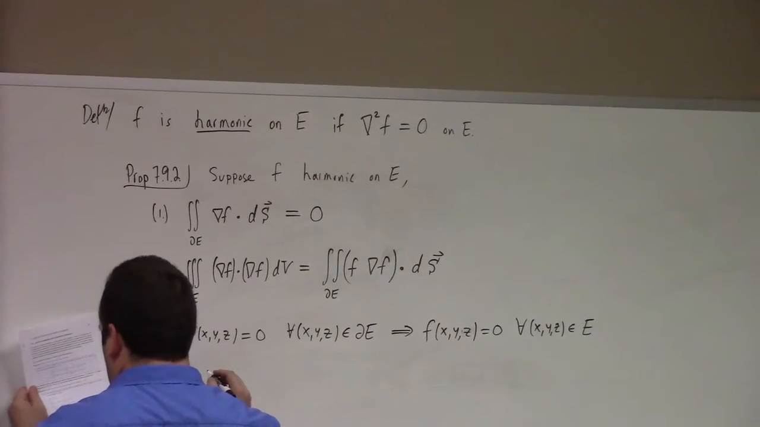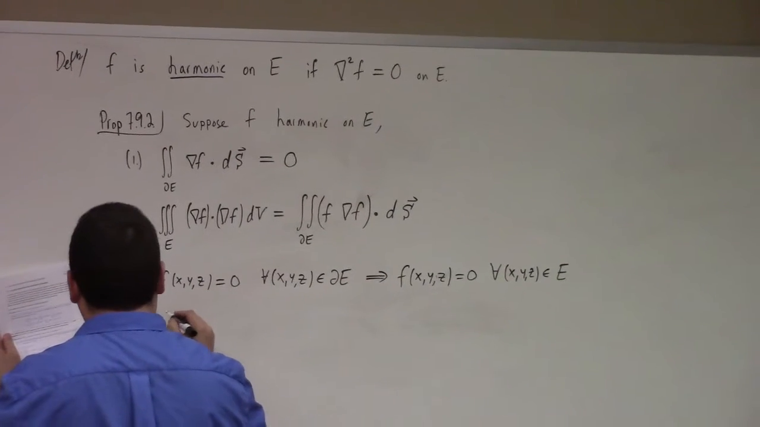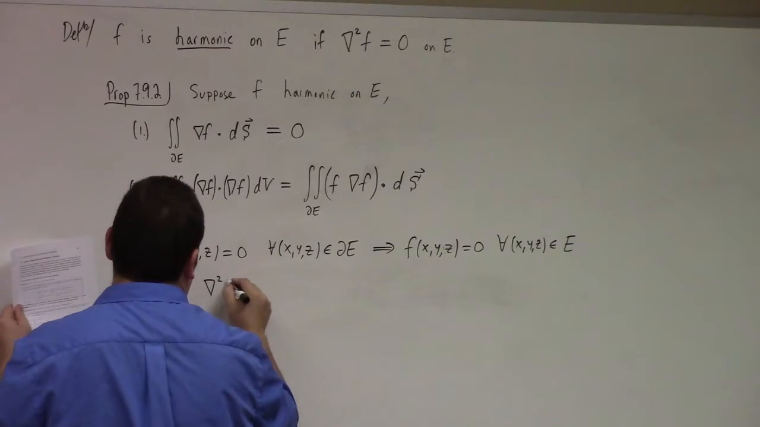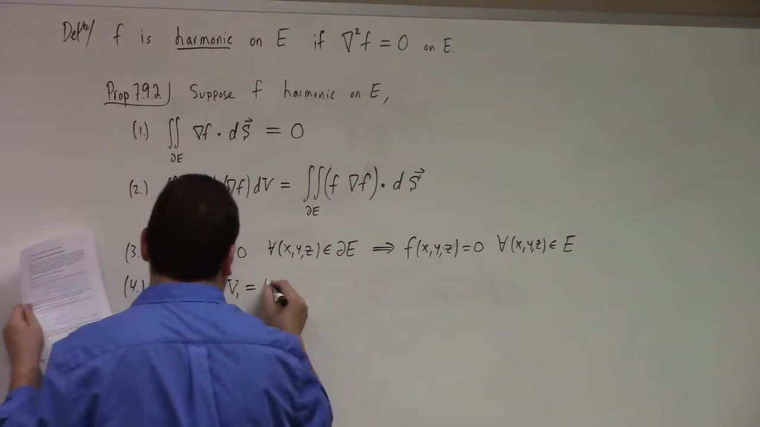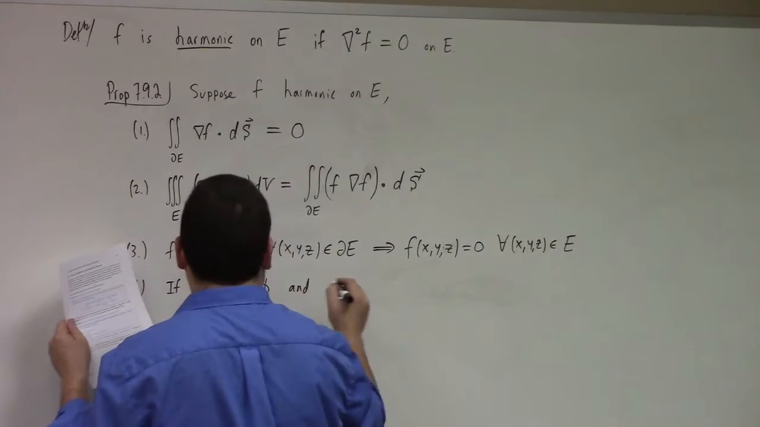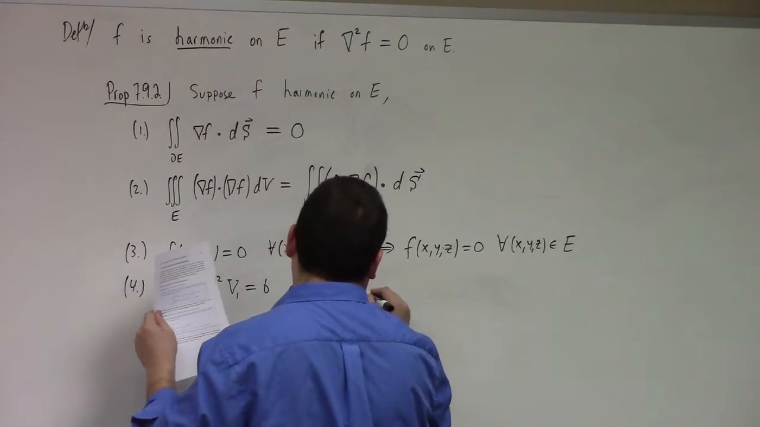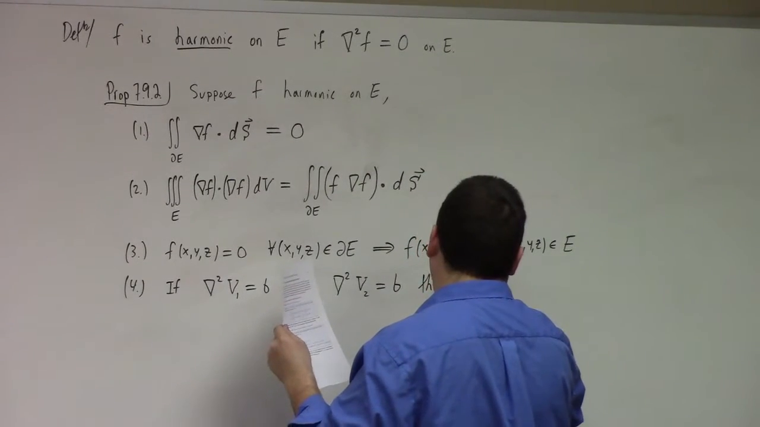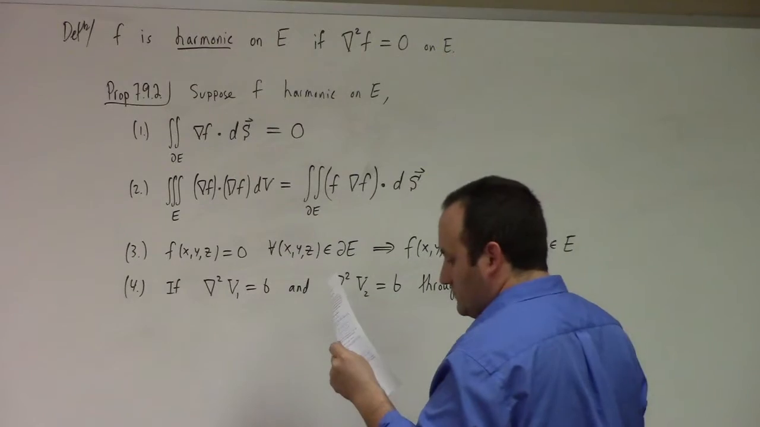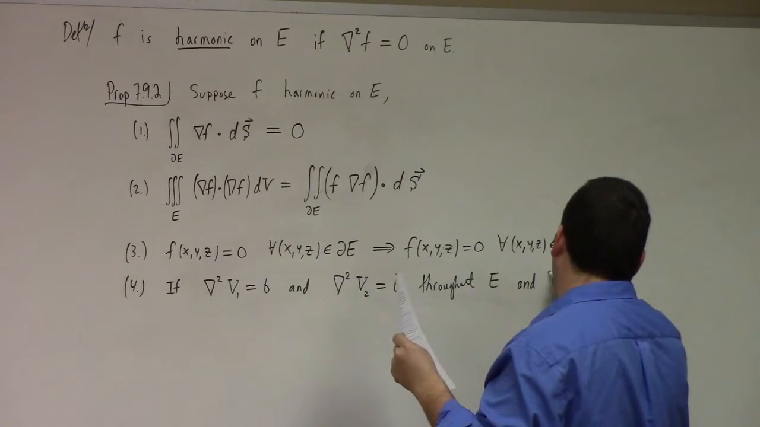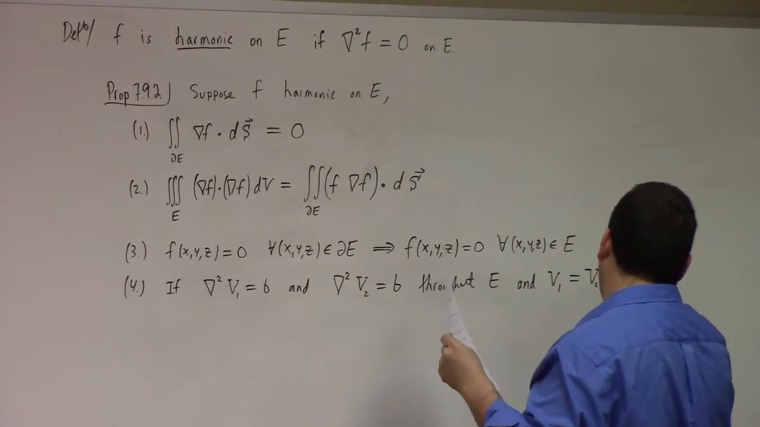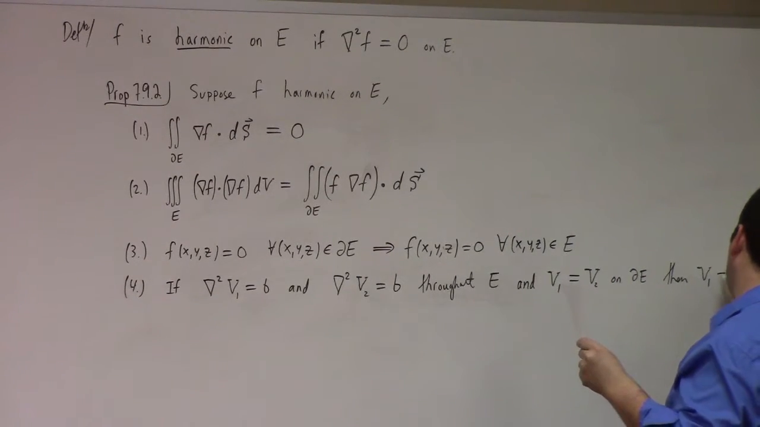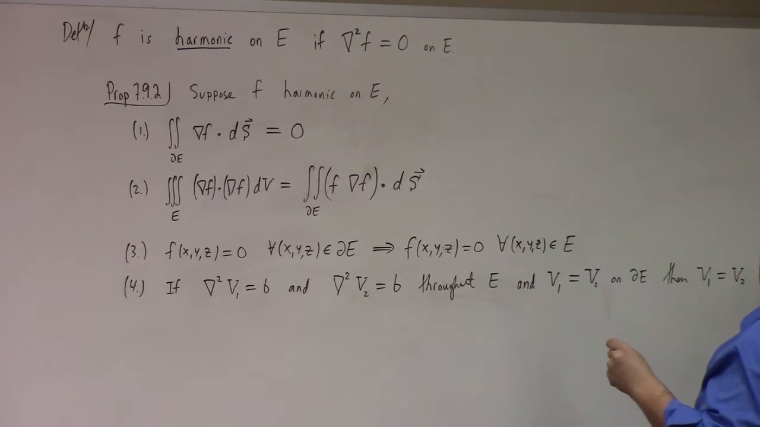This has significance to electricity, particularly the study of voltage and conductors. If the Laplacian squared of V1 is equal to b, and if the Laplacian squared of V2 is equal to b throughout E, and V1 is equal to V2 on the boundary of E, then V1 is equal to V2 throughout E.